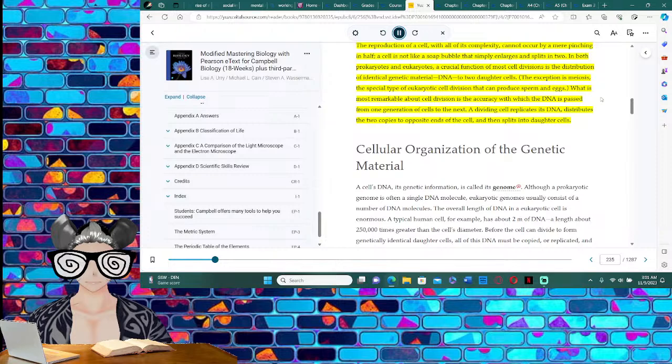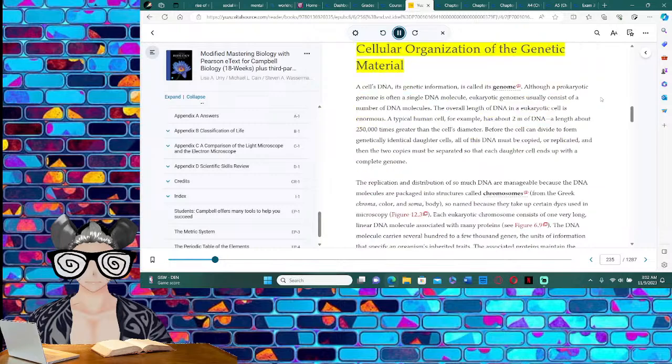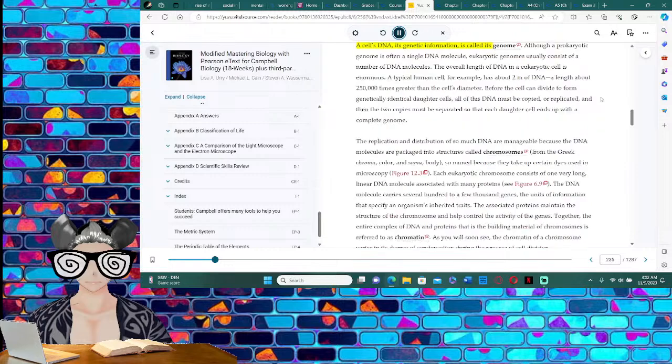A dividing cell replicates its DNA, distributes the two copies to opposite ends of the cell, and then splits into daughter cells. Cellular organization of the genetic material. A cell's DNA, its genetic information, is called its genome. Although a prokaryotic genome is often a single DNA molecule, eukaryotic genomes usually consist of a number of DNA molecules. The overall length of DNA in a eukaryotic cell is enormous.